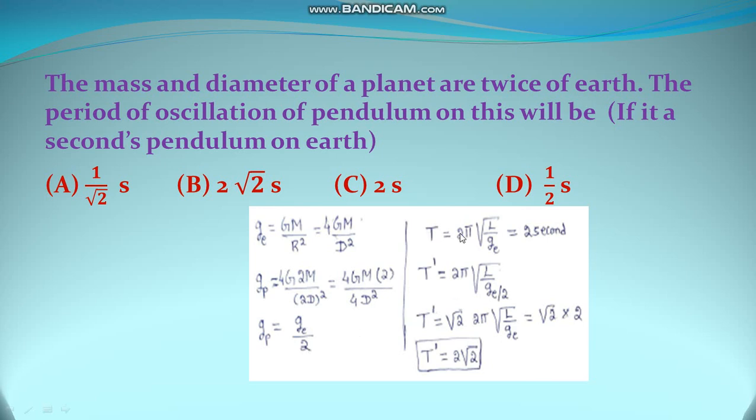Time period formula, we know that 2 pi square root of L by g e. So here it is a 2 seconds pendulum, right? The seconds pendulum time period is what? 2 seconds. Next, T dash is equal to 2 pi square root of L by (g e by 2). This is on the planet. When we solve this, you get root 2 into 2. So the new time period is 2 root 2. So our answer is B.